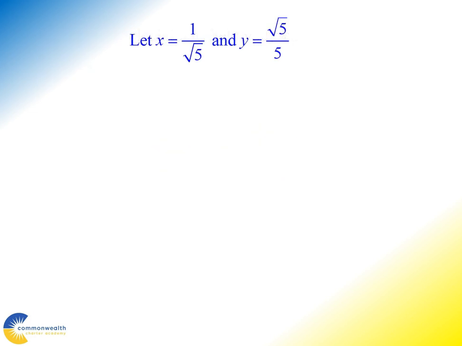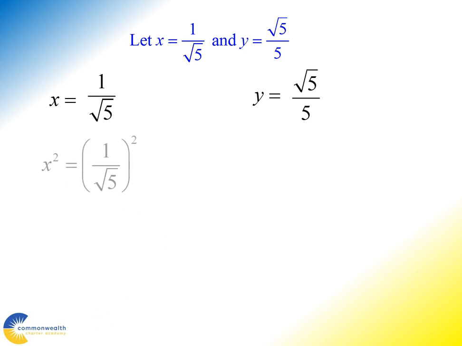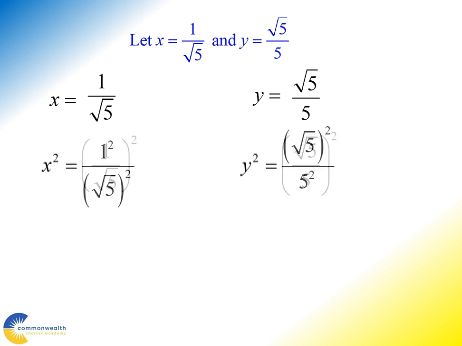Well, let's verify this. I'm going to let x equal 1 over the square root of 5, and I'm going to let y equal the square root of 5 over 5. So letting that happen, I'm going to square both of them. If I square x, I would get x squared, and if I square y, I would square the square root of 5 over 5. By distributing the squares over that division, I'd be squaring the numerator and the denominator separately. When I square 1, I get 1. When I square the square root of 5, I get 5. So x squared becomes 1/5.